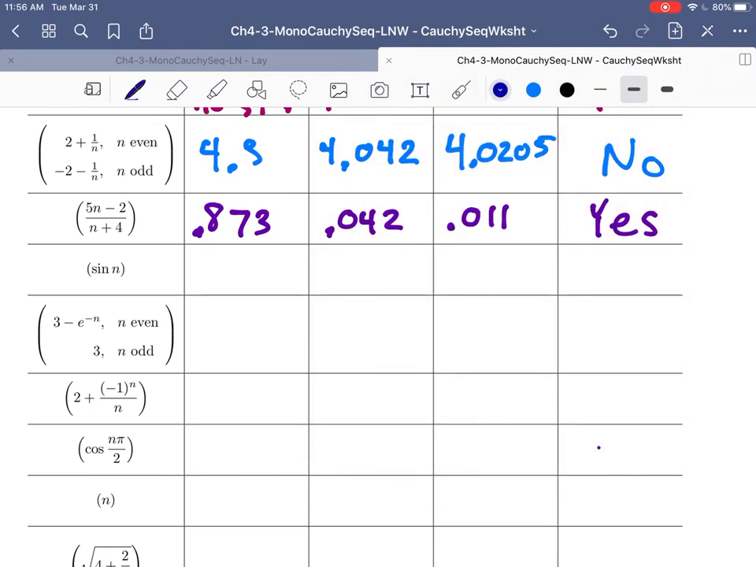For the sine of n, the distance between the 10th term and the 5th term is 0.415. The distance between the 50th and 45th term is 1.11. Between the 100th term and the 95th term, we get something close to 1.18. This is not a Cauchy sequence either.